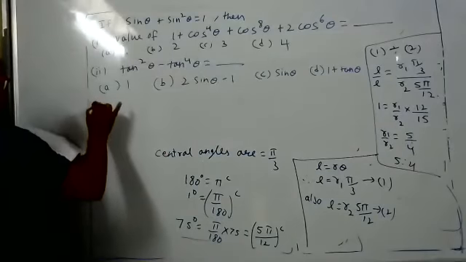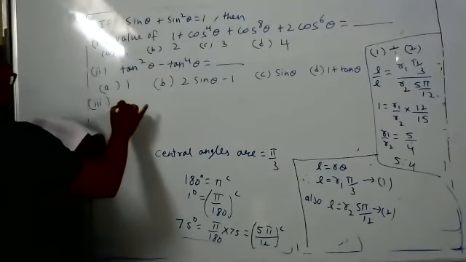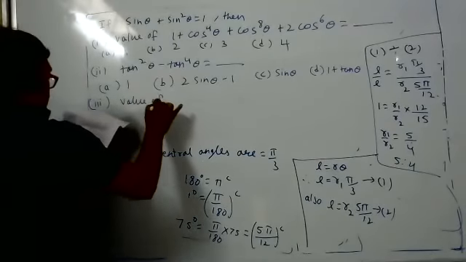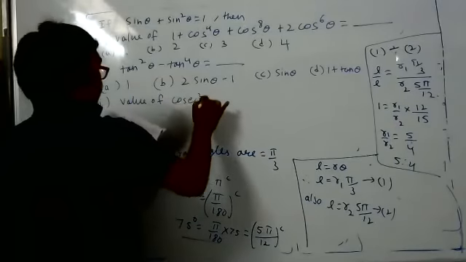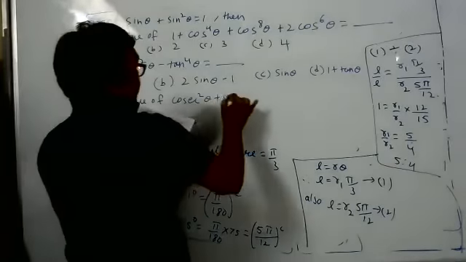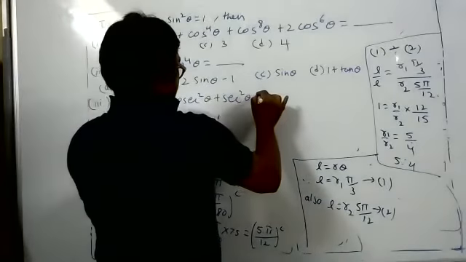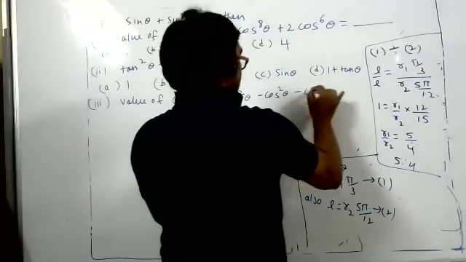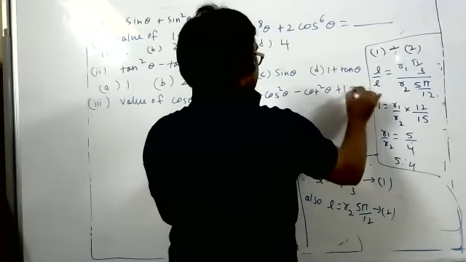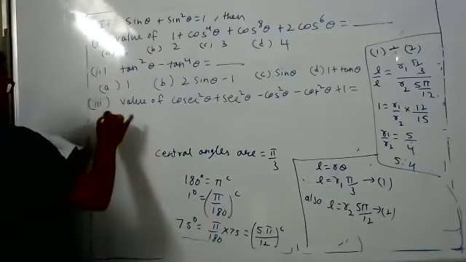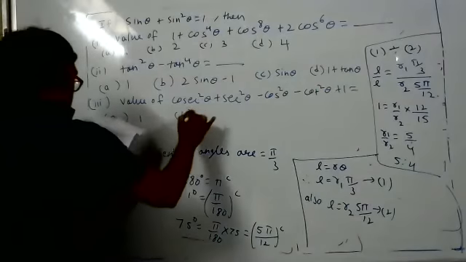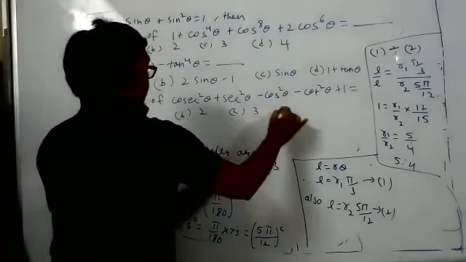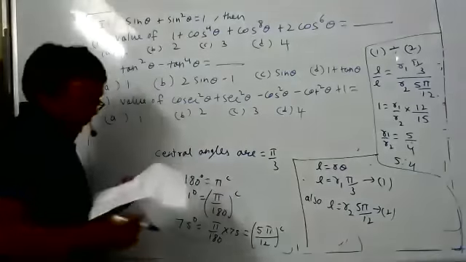Third part, continuation it is. Value of cosecant square theta plus secant square theta minus cos square theta minus cot square theta plus 1 is equal to. Options 1, 2, 3, 4.